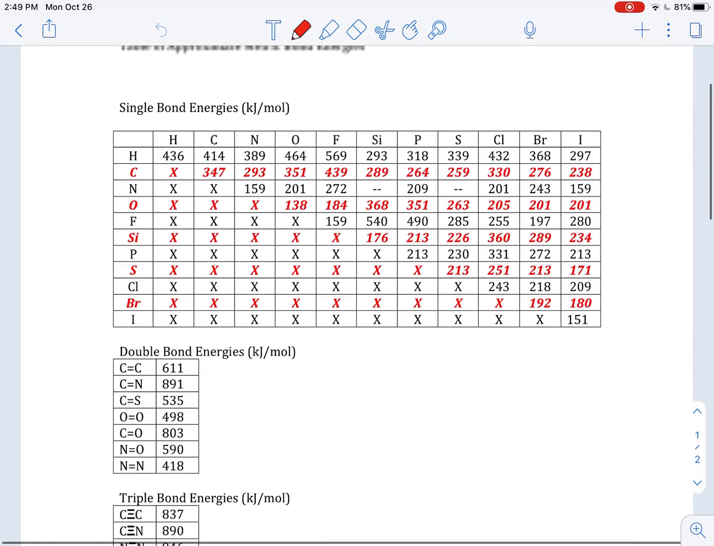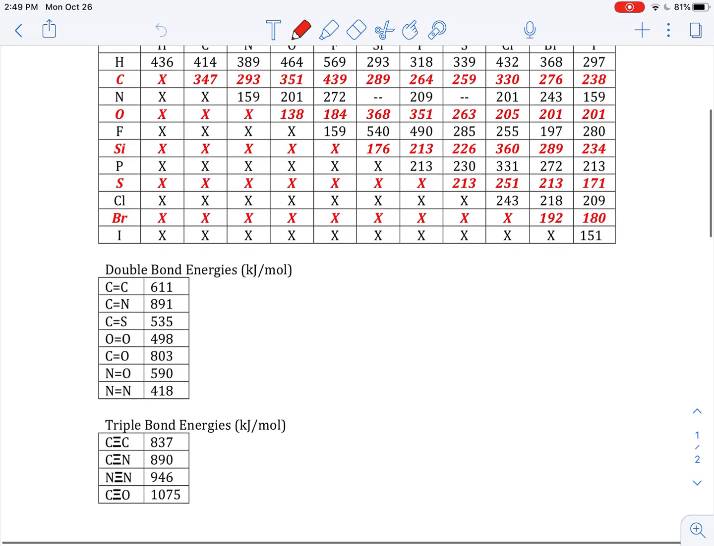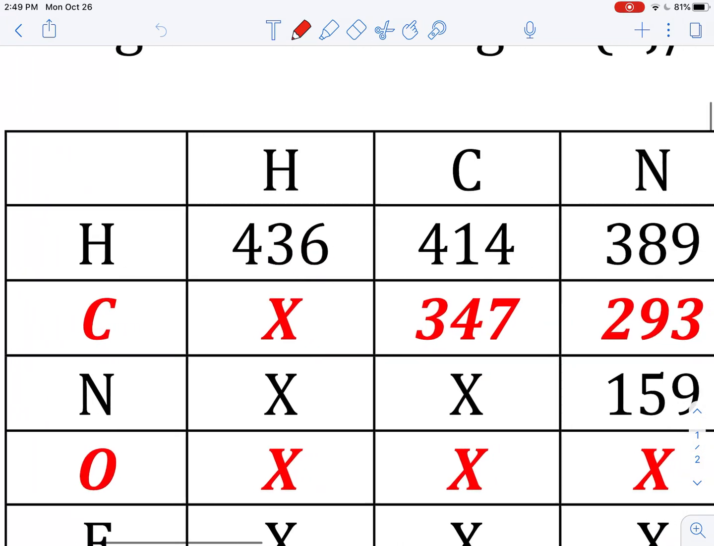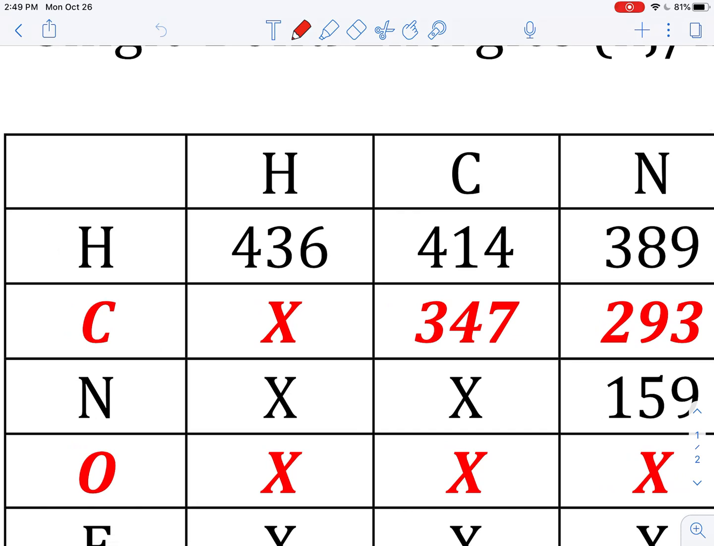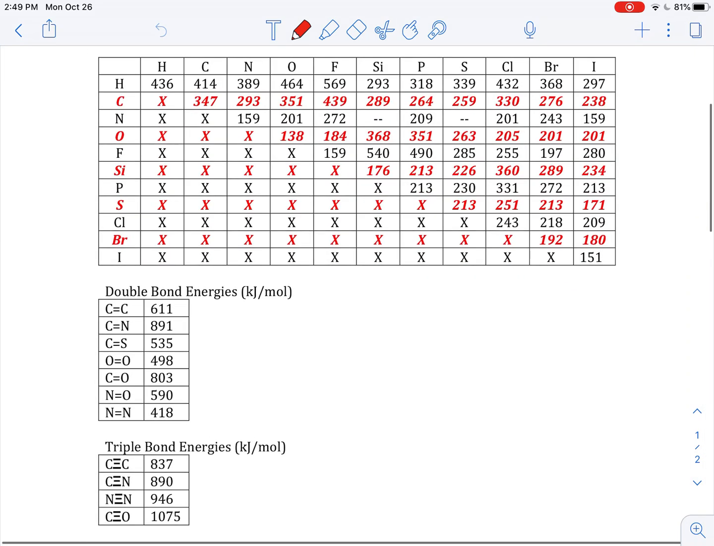So I have given you this chart, and this chart has some approximate bond energies of single, double, and triple bonds. Why does it say approximate? I don't know. It's one of those things where, depending on what source you use, you might get a slightly different value. For instance, that 436, I've seen everywhere from 436 to 432. So if you're using a different source than this worksheet, you might end up with a slightly different answer, or even a considerably different answer.